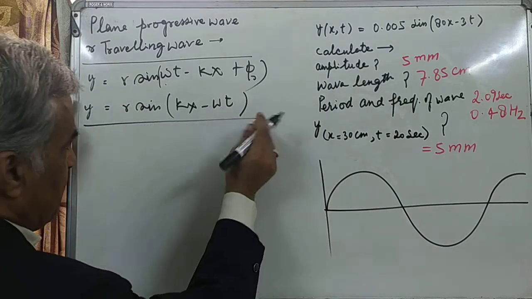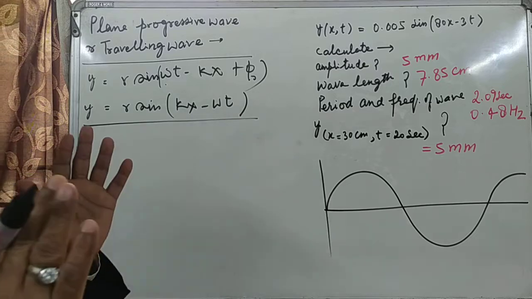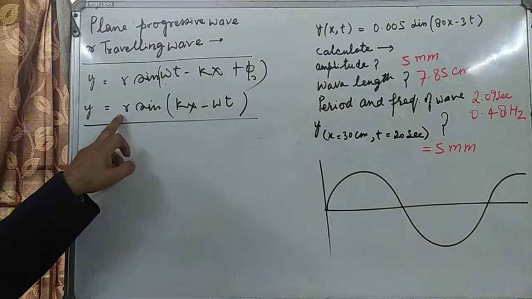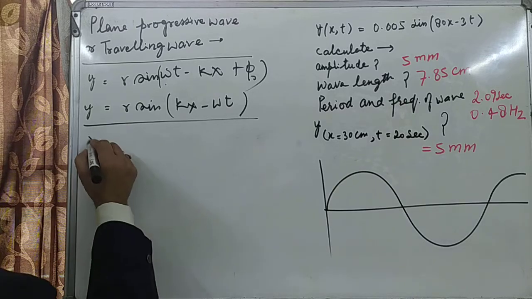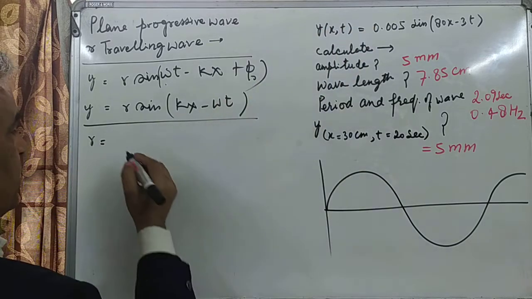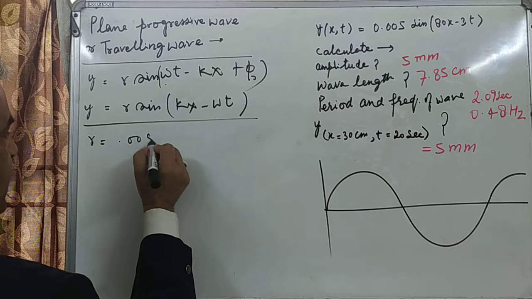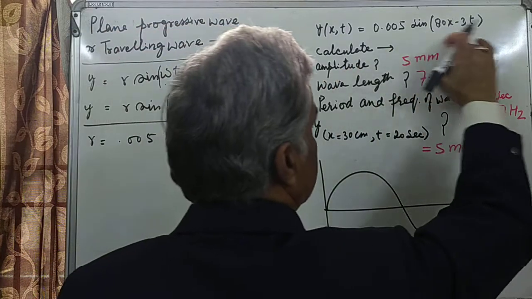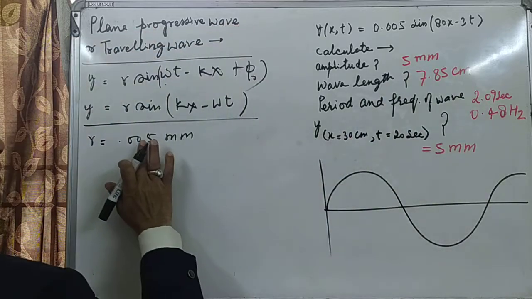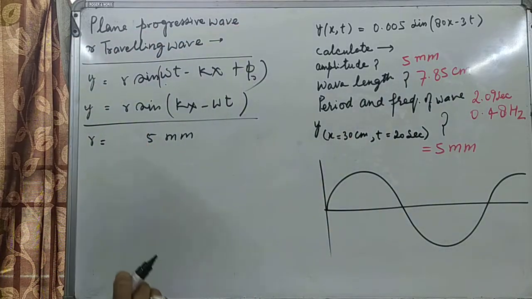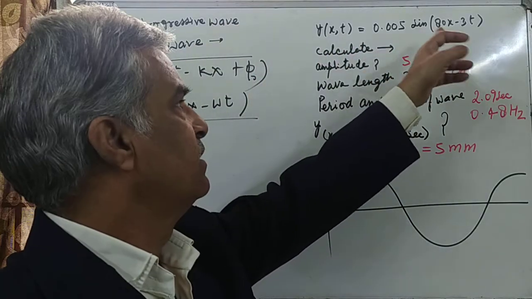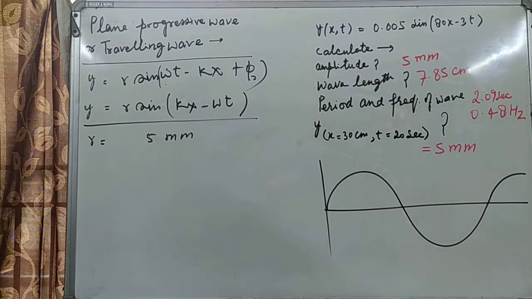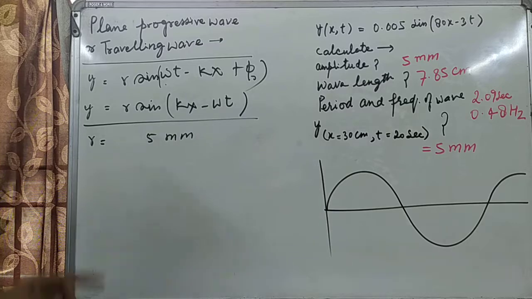In this equation the meaning of the terms must be clear to you. R represents the amplitude. Here r is the amplitude, 0.005. In SI units, 0.005 meter is 5 millimeter.